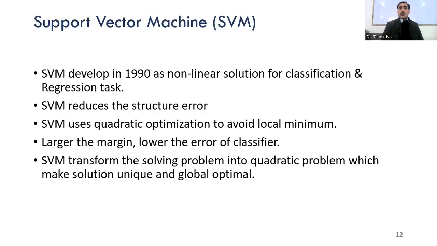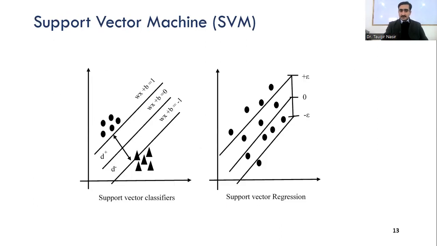The third is the support vector machine. The support vector machine was developed in 1990 as a nonlinear solution for classification and regression tasks. SVM reduces the structural error. SVM uses quadratic optimization techniques to avoid local minima. The larger the margin, the lower the error of the classifier. SVM transforms the problem into a quadratic problem, which makes the solution unique and globally optimal.